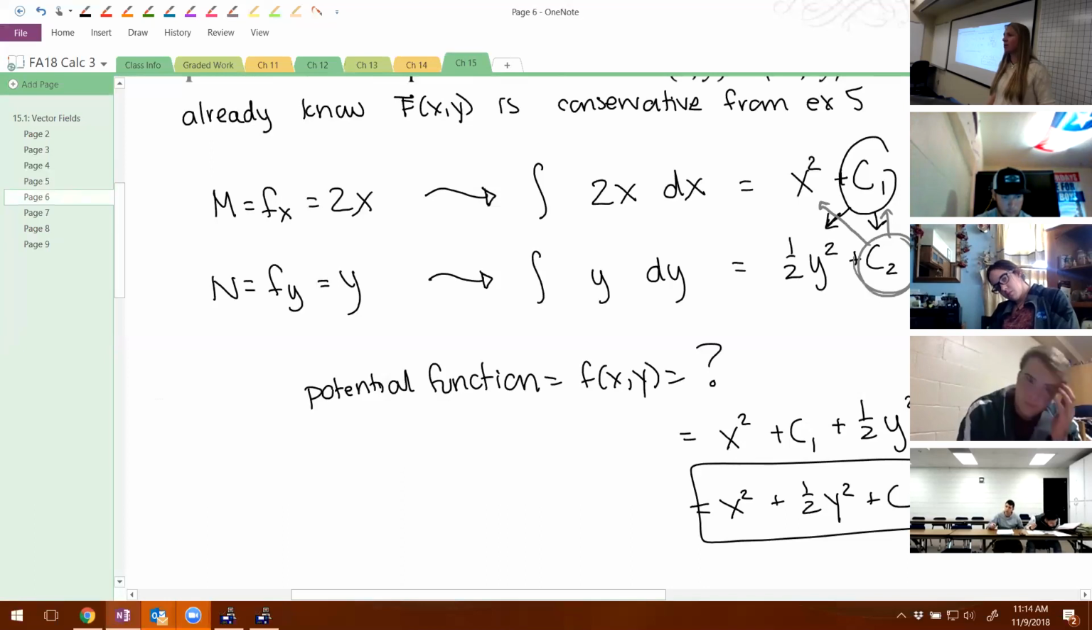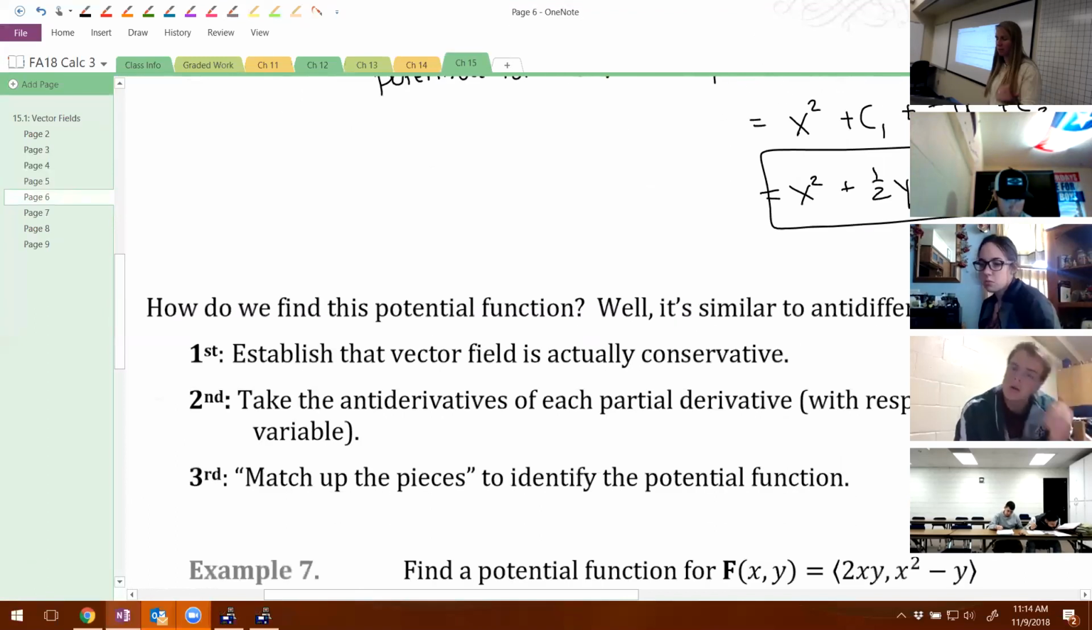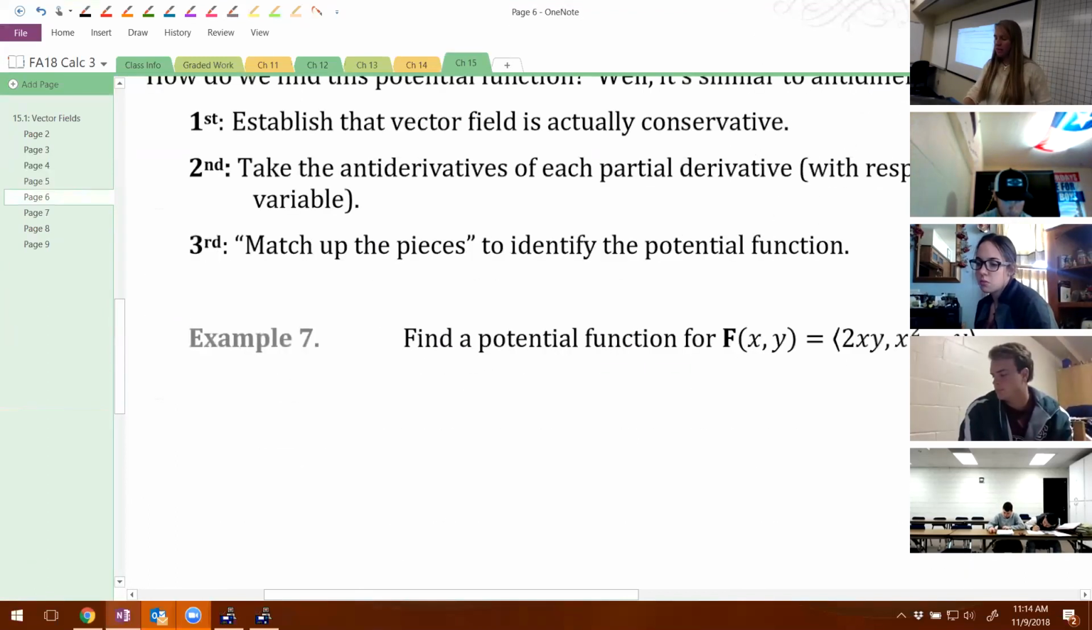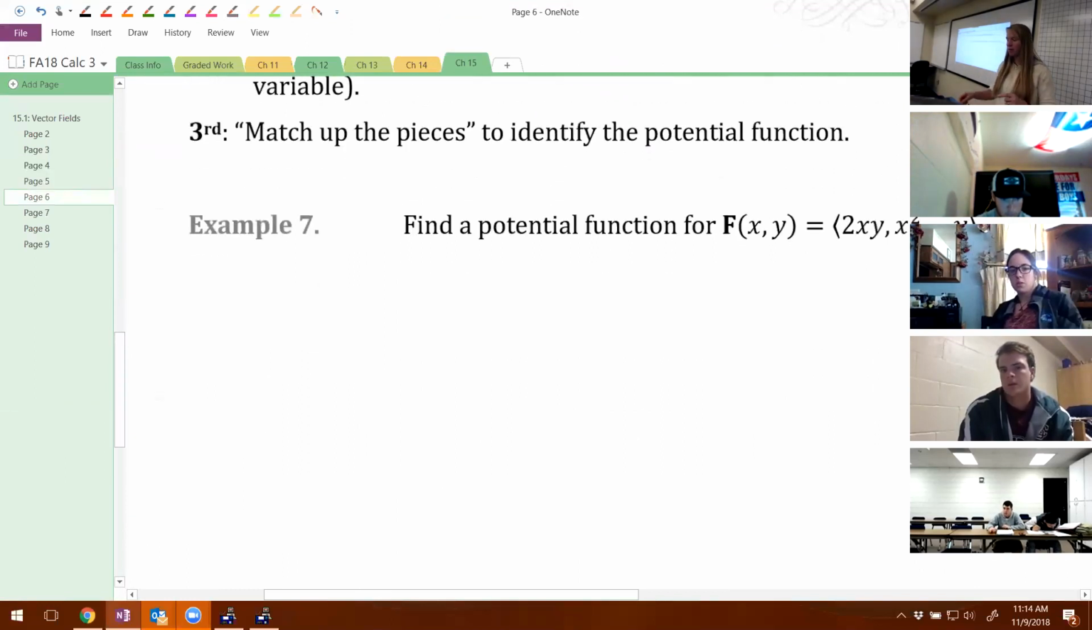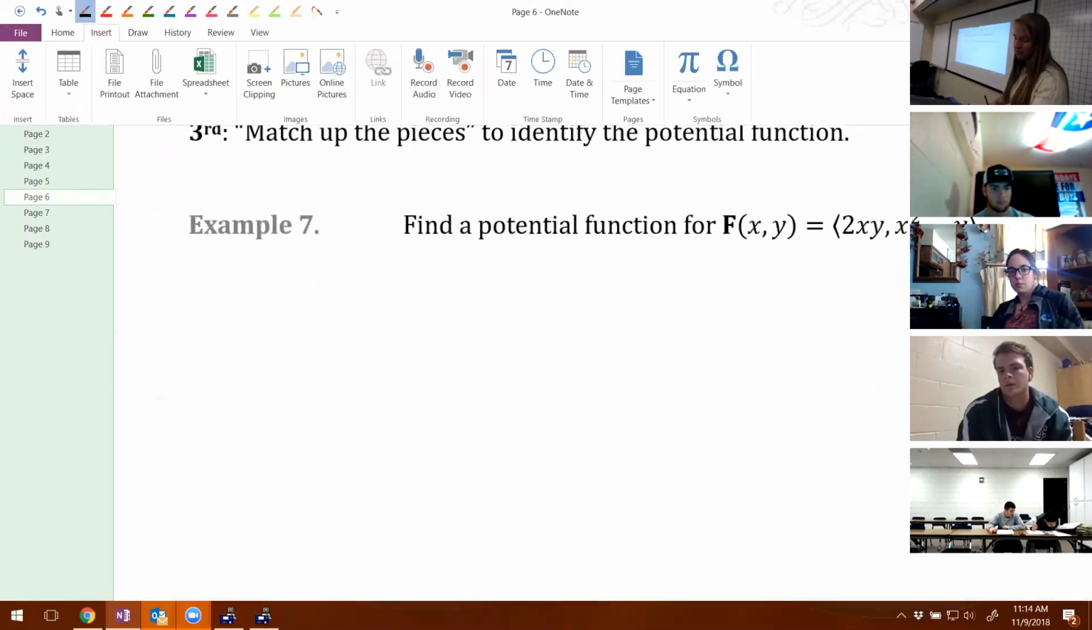I'm not going to require you guys to go back and do that, but we could. We can go back and double check. So there are little steps for it. Make sure it's conservative. Take the antiderivative, just basically match up the pieces. The next example is going to go through and do the same thing, but you'll see the one thing to watch out for.